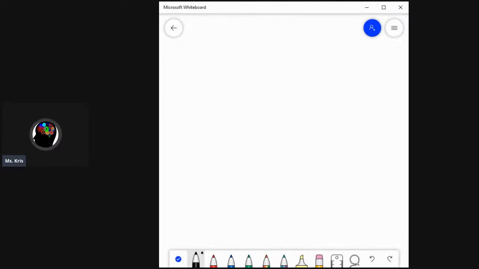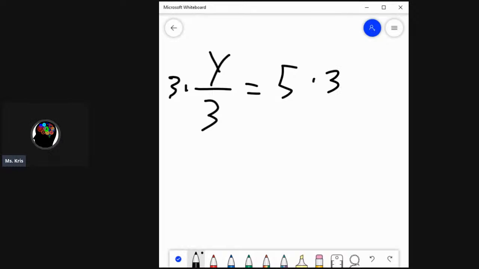All right, next up, we of course have a division problem, which says y over 3 equals 5. Now, how do I get the y by itself when it's being divided by 3? Well, in order to get the y by itself and it's being divided by 3, you multiply by 3 on both sides of the equal sign.